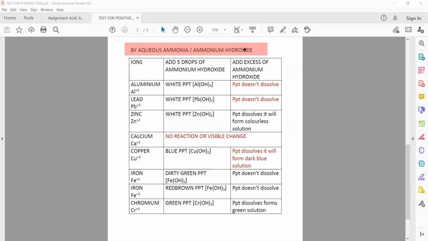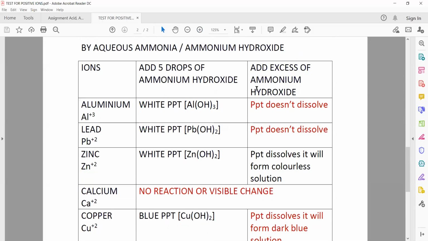First, I want you to memorize. Once you memorize, like next week, we discuss questions related to this topic. But first thing is memorization of the test. Now, same way, using aqueous ammonia, you can also test or identify. If you have aluminum ion, you add 5 drops of ammonium hydroxide or aqueous ammonia, you observe white precipitate.